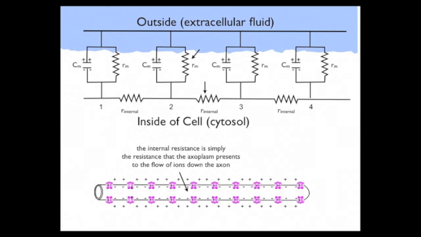And the third thing is the internal resistance of the axon. And what that's going to be determined by is the size of the axon, because that's going to determine the resistance that the axoplasm presents to the flow of ions down the axon. So small axons will present a large resistance, and as the diameter of the axon becomes larger, the resistance will fall. It will present less resistance. And as we'll see, the resistance to flow down the axon is probably the principal determinant of the conduction velocity of an action potential.